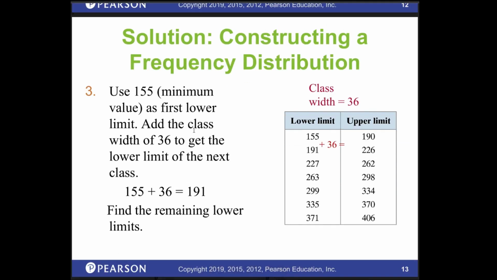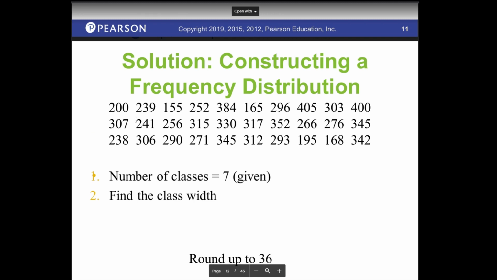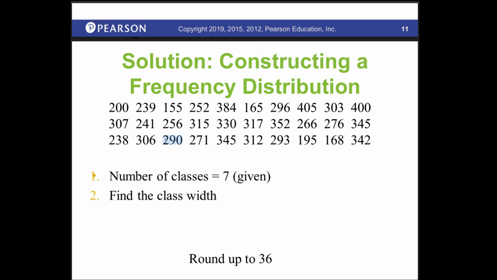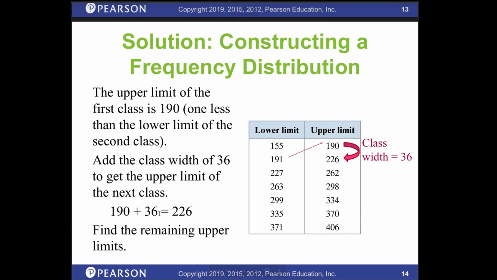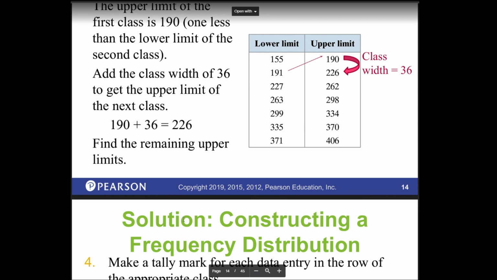So we use 155 as the minimum value. As you can see, there is no number lower than 155 here. And then add the class width of 36 to get the lower limit of the next class. So you do 155 plus 36, which equals 191, and so on. And then find the remaining lower limits using that formula. And then the upper limit of the first class is 190, one less than the lower limit of the second class. Add the class width of 36 to get the upper limit of the next class. So 190 plus 36 equals 226, which will be the upper limit for the 191 class. And then find the remaining upper limits.